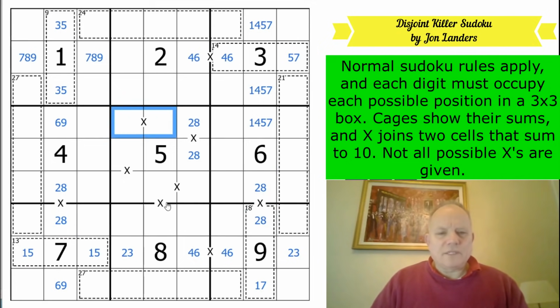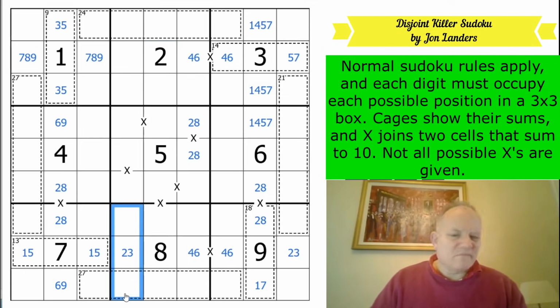But I can't do the same with 4, 6, unfortunately. So that was quite a limited gain there. But 2 has to be in one of these 3 cells. Oh, no, not in that one because of the X-wing again. So 2 is definitely in one of those 2. So I'll corner mark that.